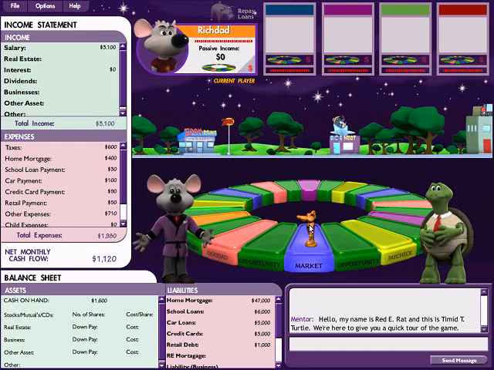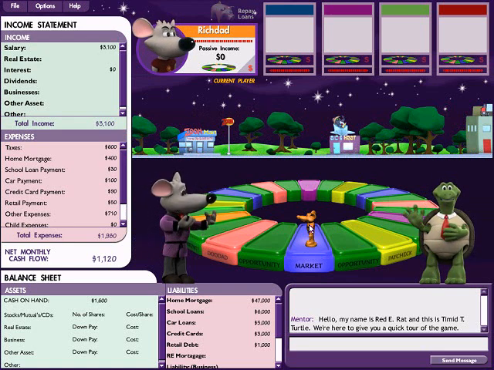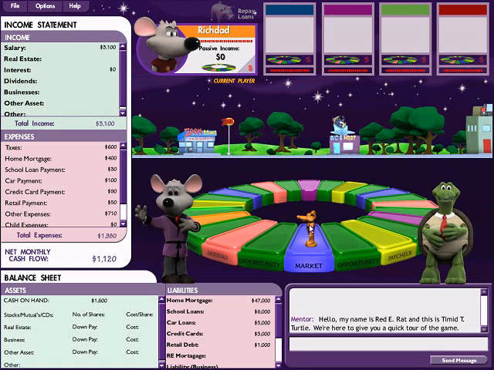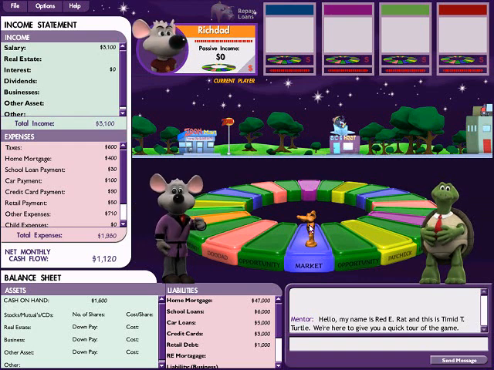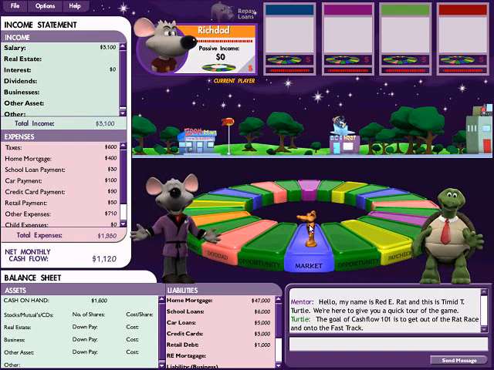Stats Game, Cashflow 101. My name is Red E. Rat, and this here is Timid T. Turtle. We're here to give you a quick tour of the game and get you on your way towards financial freedom. If you're familiar with the board game version of Cashflow, this will be old hat for you.